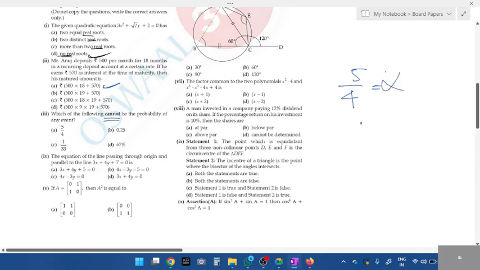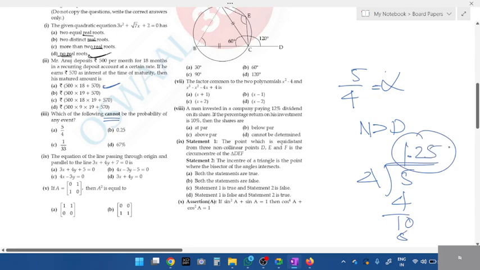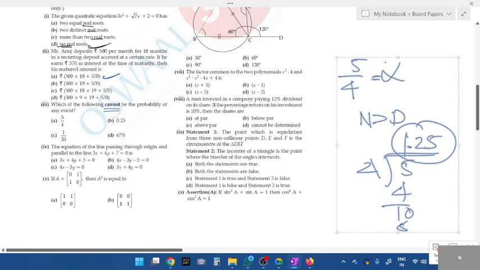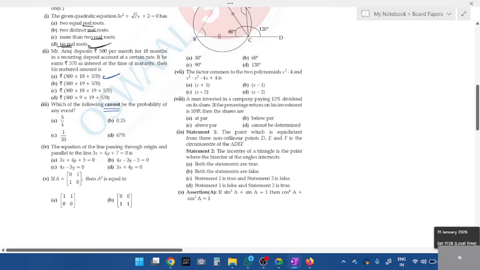Remember that it's a trick. If the numerator is greater than the denominator, it will be greater than 1. The reason is, look at 5 by 4: 4 ones are 4, 1 remainder. Isn't it exceeding 1? You get 1.25. So whichever has the numerator greater than the denominator, that cannot be a probability.